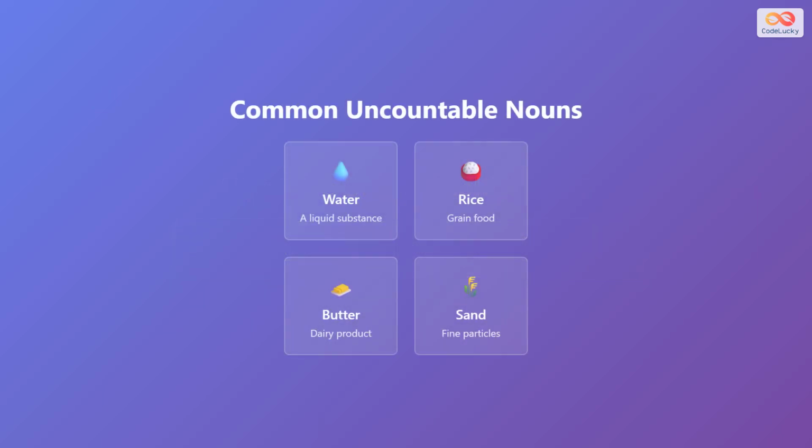Here are some common examples of uncountable nouns. Water is a liquid and cannot be counted as one water, two waters. Rice is a grain and we cannot say one rice, two rices. Butter is a dairy product that is uncountable. Sand is made of tiny particles and is also uncountable.